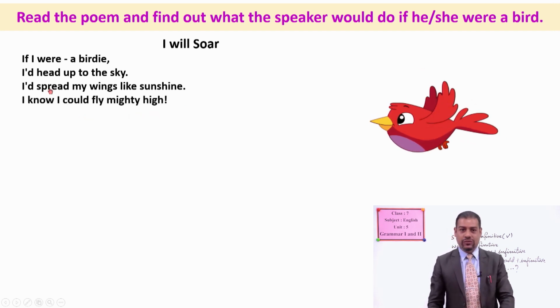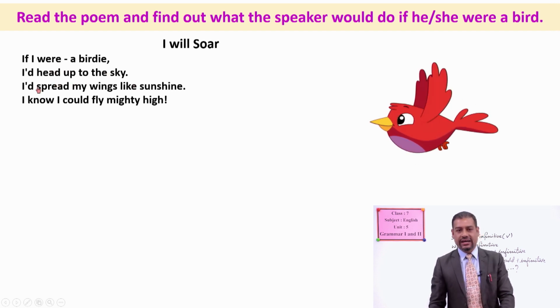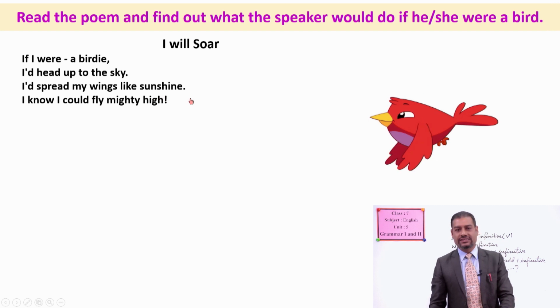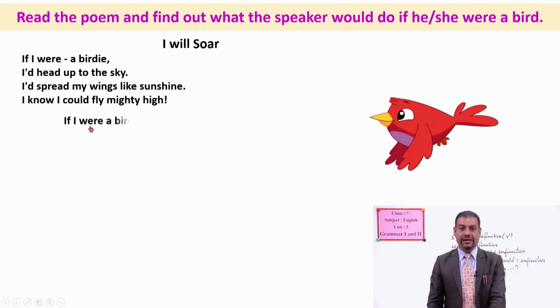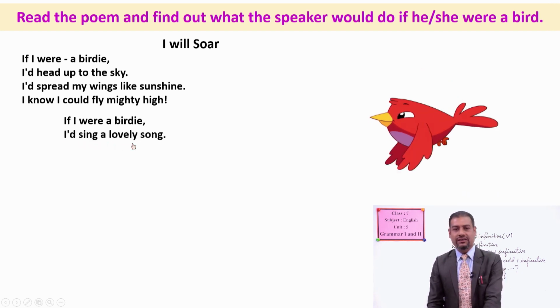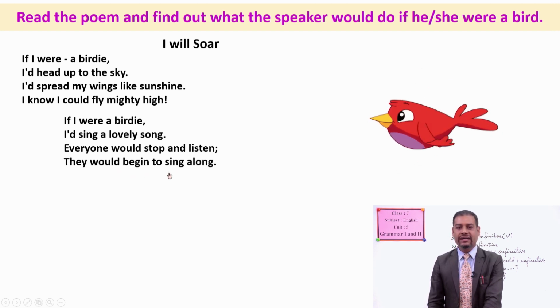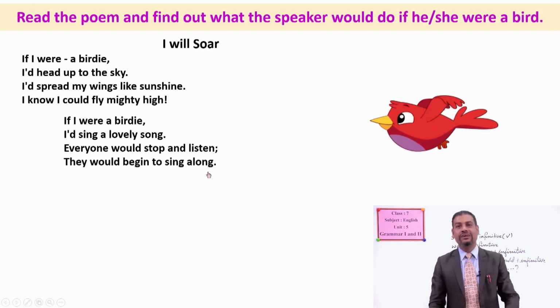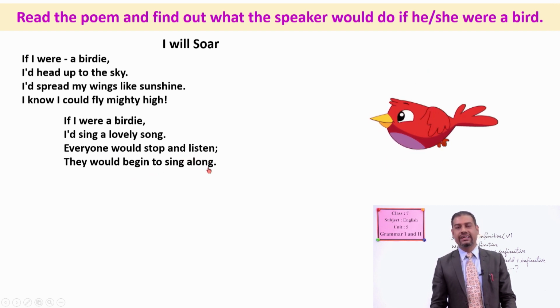So all of you read it out once. If I were a birdie, I would head up to the sky. I would spread my wings like sunshine. I know I could fly mighty high. Again, if I were a birdie, I would sing a lovely song. Everyone would stop and listen. They would begin to sing along. Now all of you read it out once again. If I were a birdie, I would sing a lovely song. Everyone would stop and listen. They would begin to sing along.